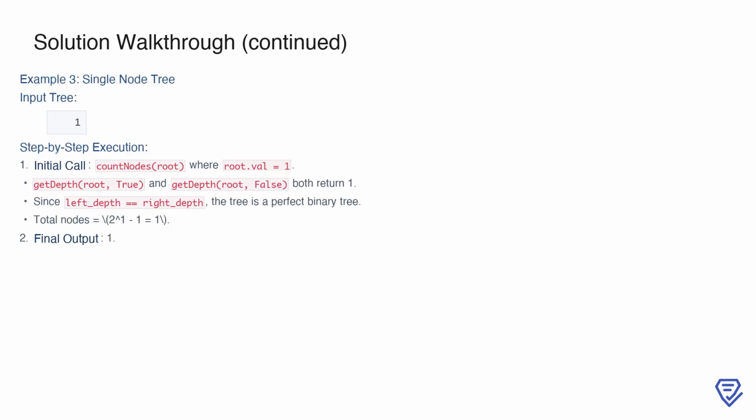In the final example, we are given a tree with only a single node, the root. For this tree, both the left and right depths are 1. Since the depths are equal, the tree is a perfect binary tree. Using the formula for perfect binary trees, 2 to the power of the depth minus 1, we calculate the total nodes as 1. This makes sense since there is only one node in the tree. Thus, the output for this example is 1.